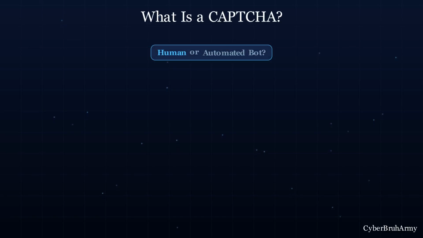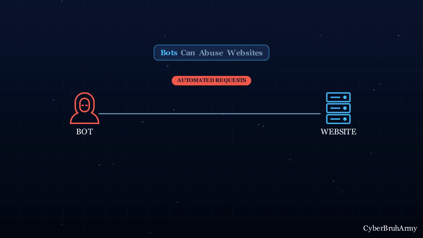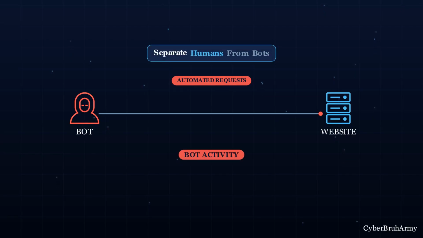Every day, websites need to decide whether the visitor is a real person or an automated bot. A malicious bot can send automated requests much faster than a normal human and can abuse forms, logins, polls, or online transactions. CAPTCHA was created as one way to separate automated programs from legitimate human visitors.